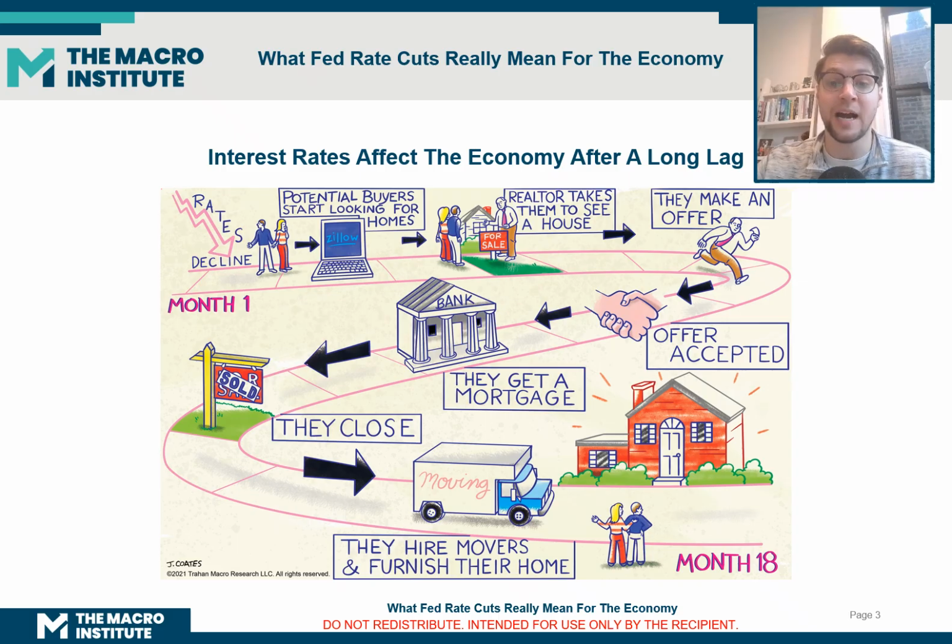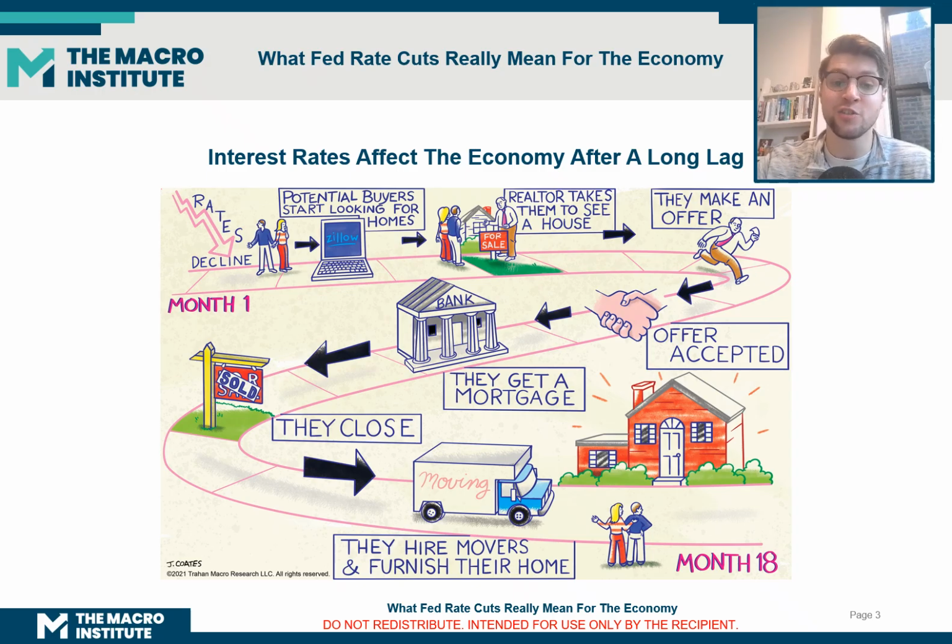And when we walk through this diagram, it will make a lot of sense why there is a delay between a change in rates and its full impact on economic activity. Now, spoiler alert, the main mechanism by which interest rates affect the economy is via housing. And you'll see that in this graphic here. So let's start in the top left here. Interest rates decline. What do people do? They start looking for homes, right? Mortgages, hypothetically, are now cheaper.